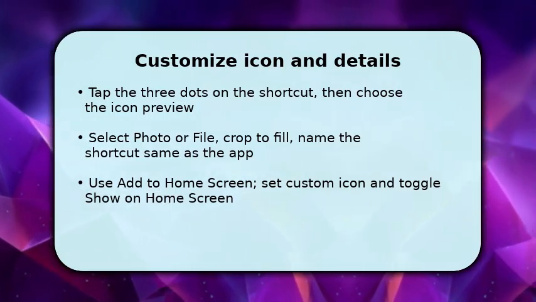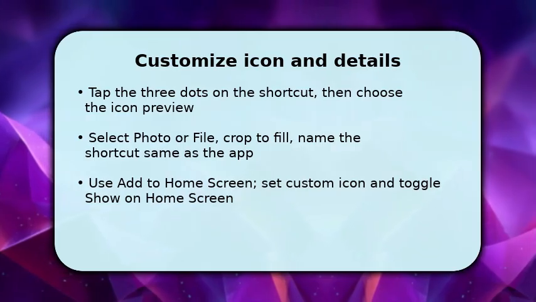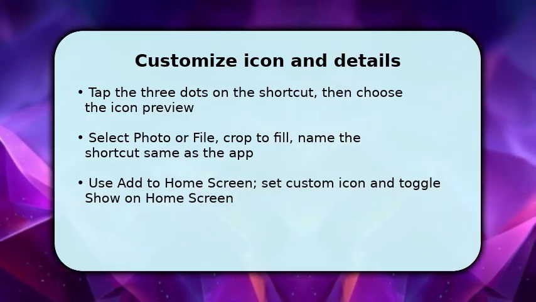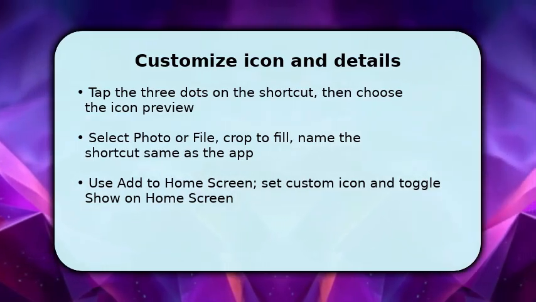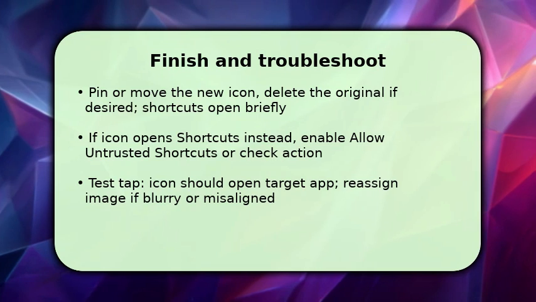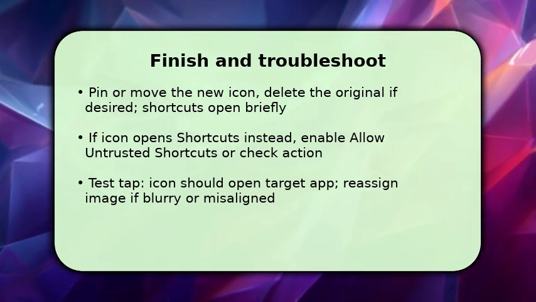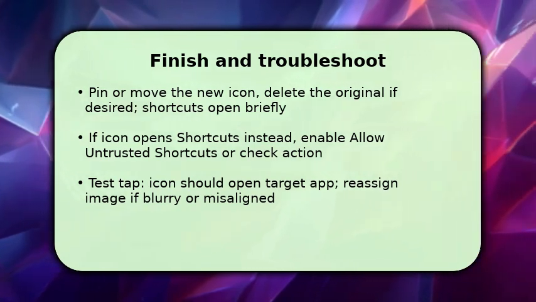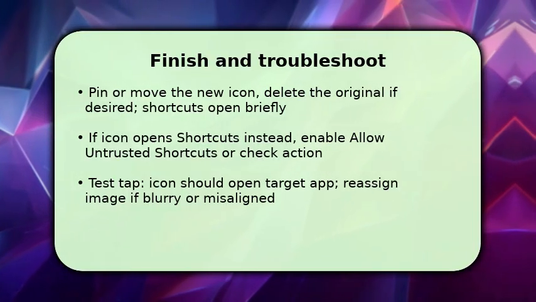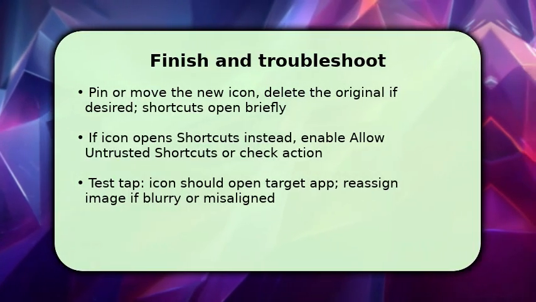This places your new custom icon on the home screen ready to launch the real app. Finish by arranging the new icon on your home screen and removing duplicates if you want a single entry. Test the shortcut. Tapping it should momentarily show Shortcuts, then open the real app. That brief relay is normal.